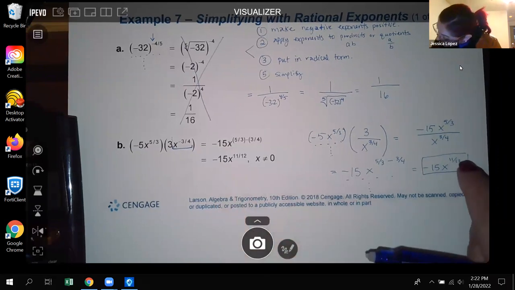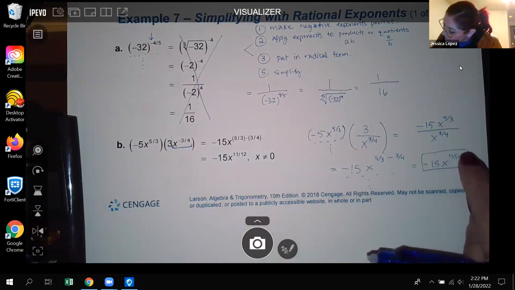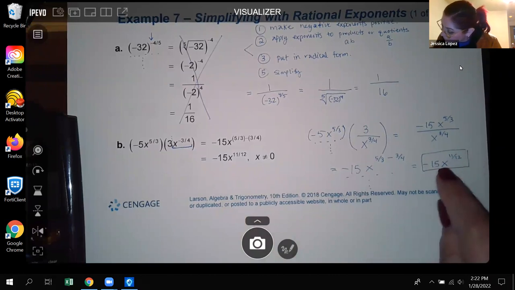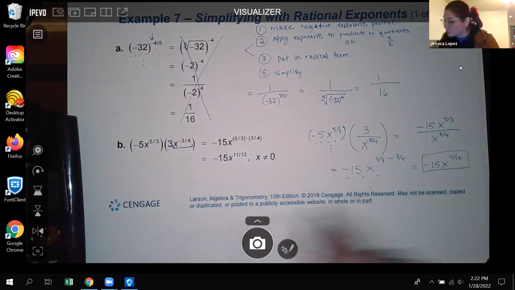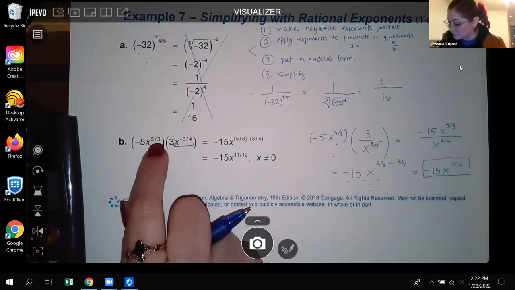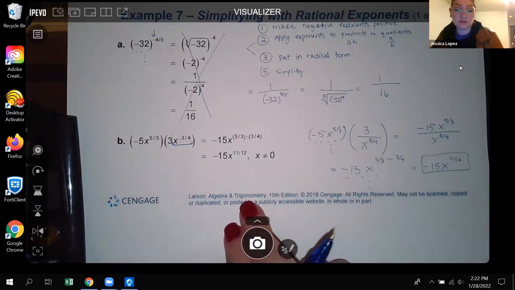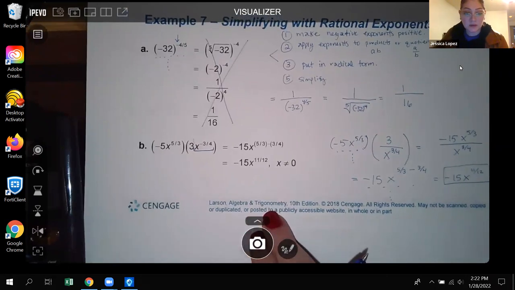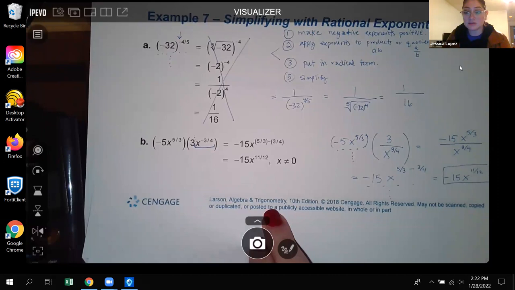Now remember, this is a 12 index. So we already know that when you have a 12 index, well, I don't even know why they say x cannot equal 0. It really doesn't matter. The 12th root of 0 is 0. Oh, I see why. No, I don't understand why they have a negative or x cannot equal 0 there. It really doesn't matter if it is.